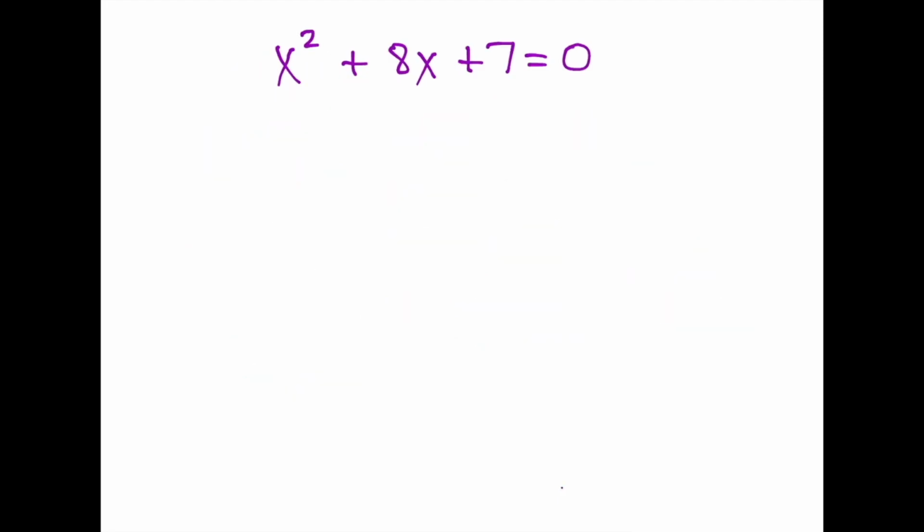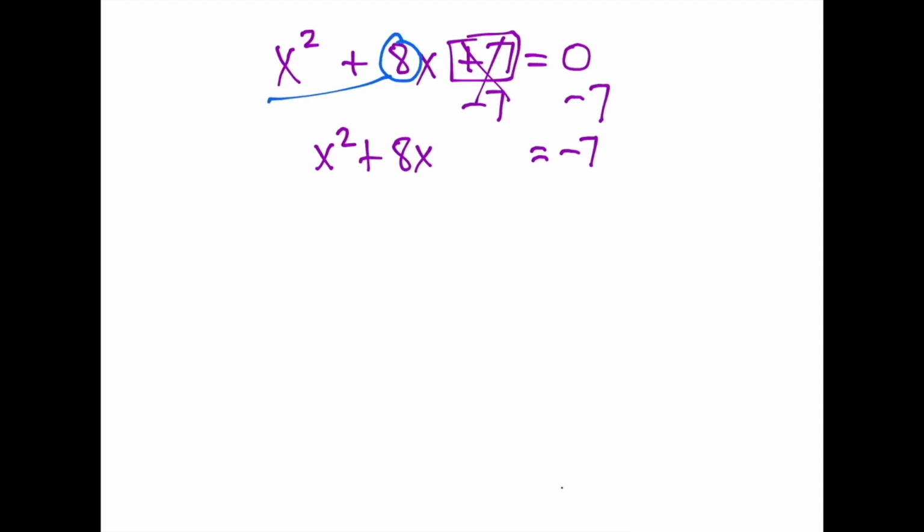Let's go through another example together. The first step is to move this plus 7. You do that by subtracting 7 on both sides. Now we have x squared plus 8x, leave a space, and it's going to equal negative 7. Now we need to complete the square by taking this middle number and dividing it by 2, and then squaring it. 8 divided by 2 is 4, so we're going to add 4 squared.